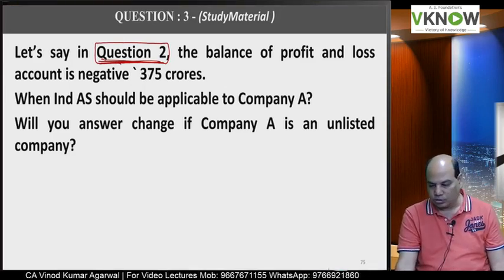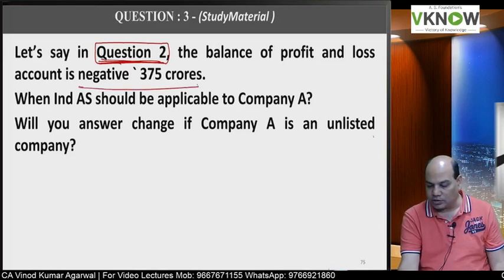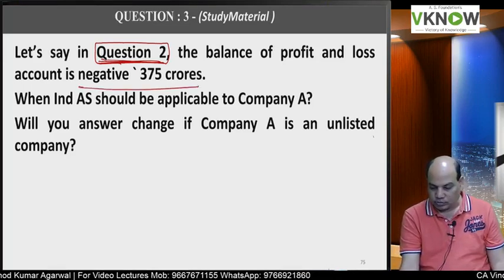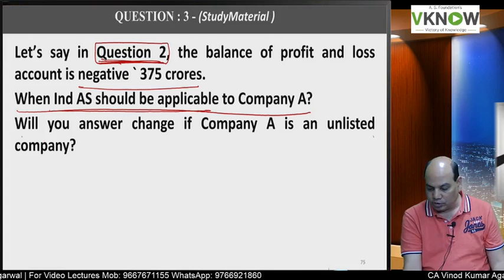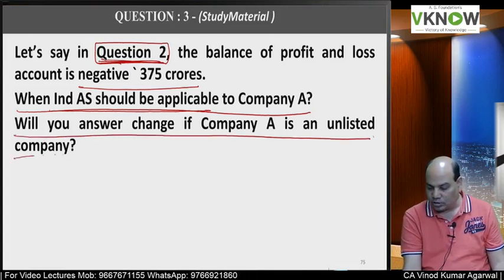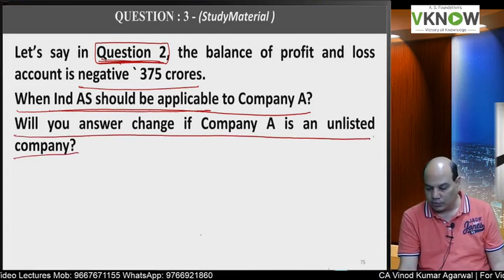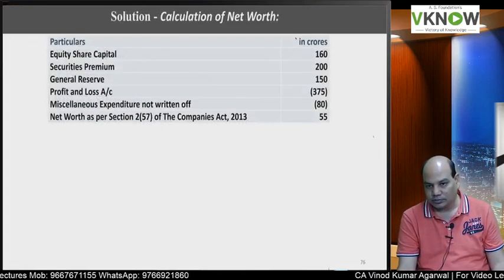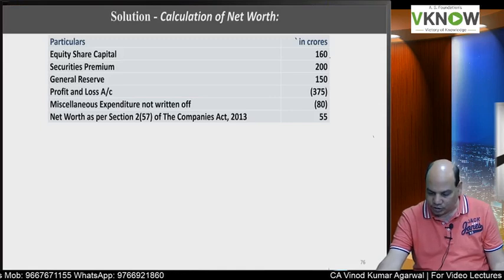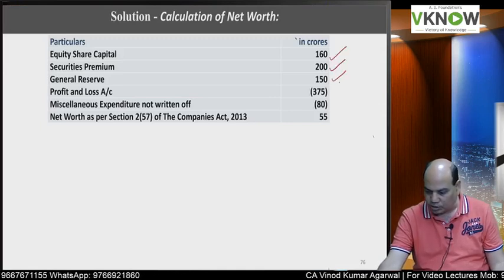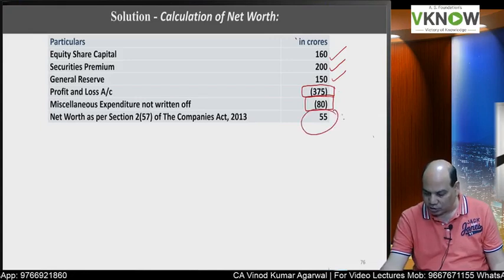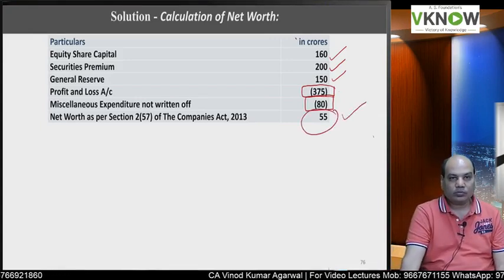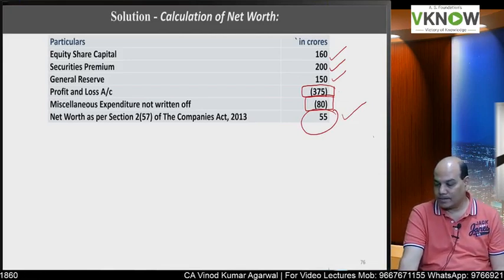So suppose in question 2, the balance in the P&L account was minus 375 crore. Oh my God. When should Ind AS be applicable to company A, and will your answer change if the company is an unlisted company? So let me first check the net worth on the screen. Share capital, securities premium, general reserve. This time P&L is minus 375, and miscellaneous expense minus 80. So please check the total. What is the answer? 55.